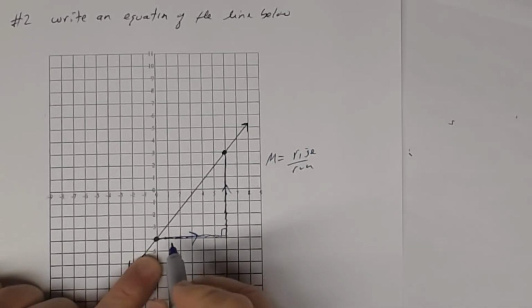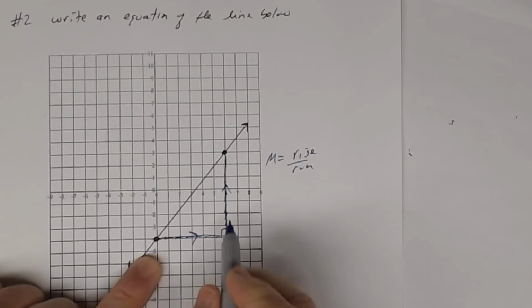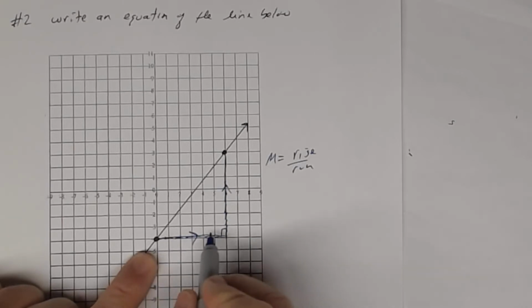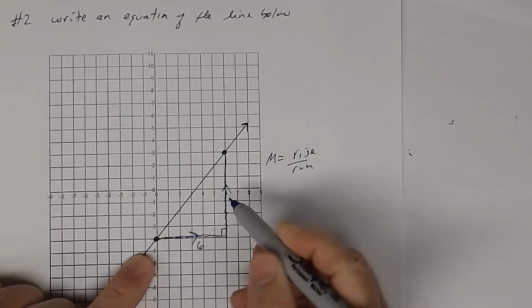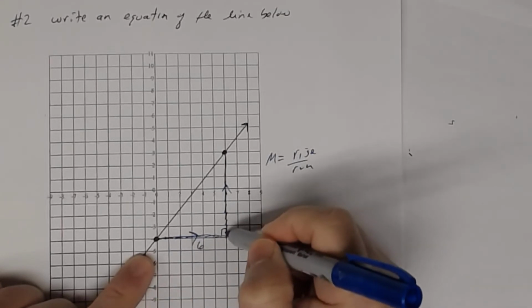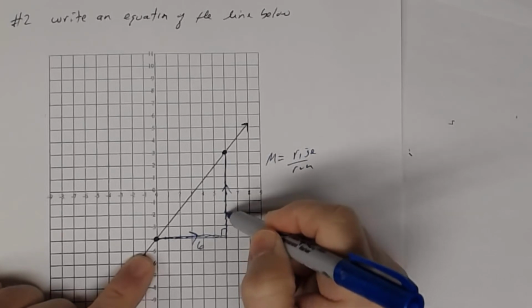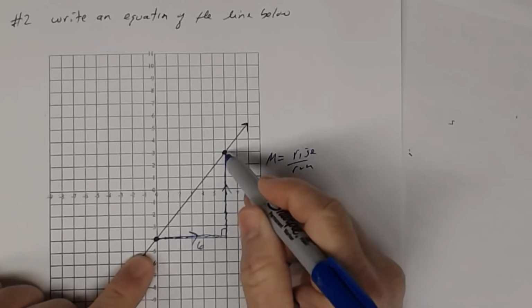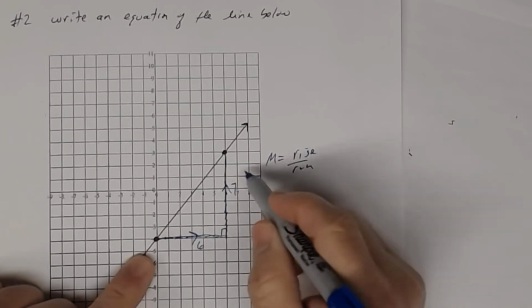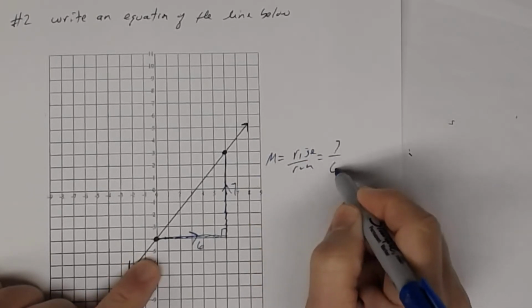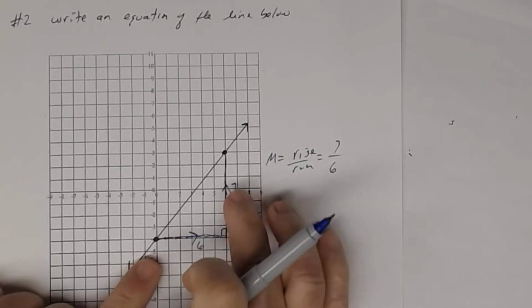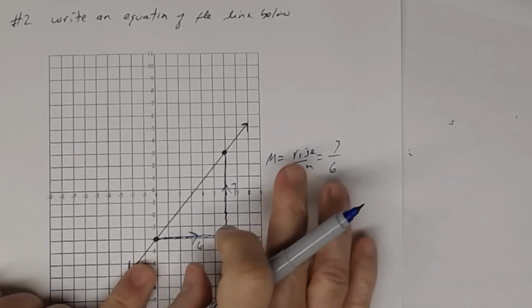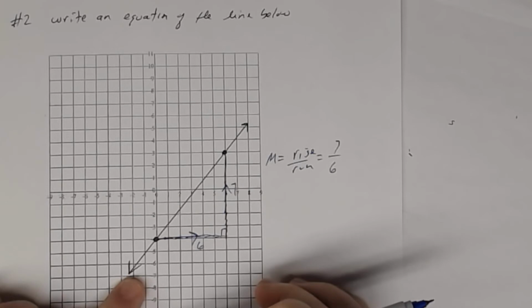Now, going to the right is positive, going up is positive. So let's count the units. Here's my run, here's my rise. My run: 1, 2, 3, 4, 5, 6. My rise from here going up: 1, 2, 3, 4, 5, 6, 7. So my rise is 7, and my run is 6, and there's the slope. So given the graph and you're specifically given 2 points, it's easy to find the slope by using rise over run. You can count the number of units.